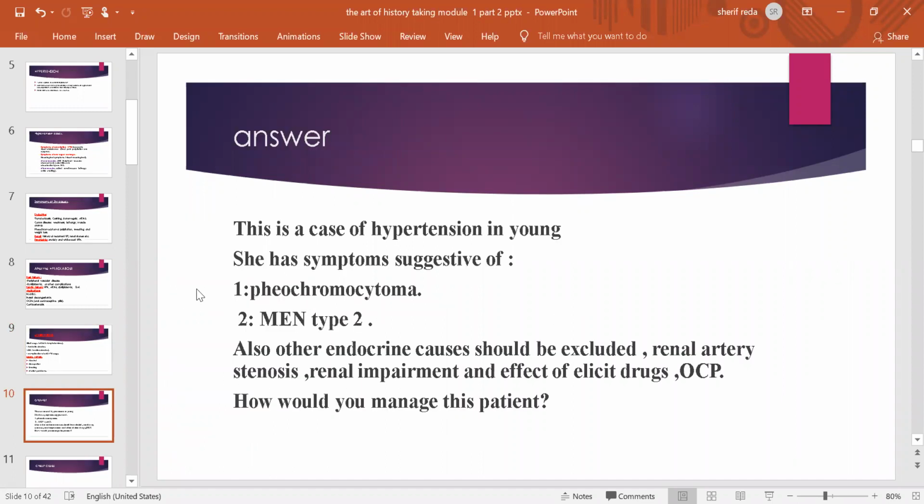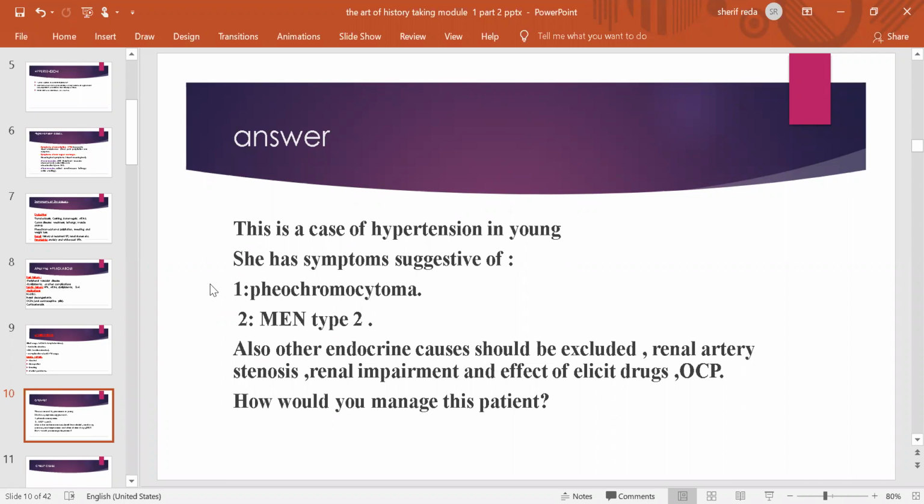So this case, for example, was an exam case, and the differential diagnosis here was maybe pheochromocytoma and MEN type 2, because she has a family history of an operation in the neck for medullary thyroid carcinoma. So there was a suspicion that this patient might be having MEN type 2. As I told you, all other endocrine causes should be excluded.